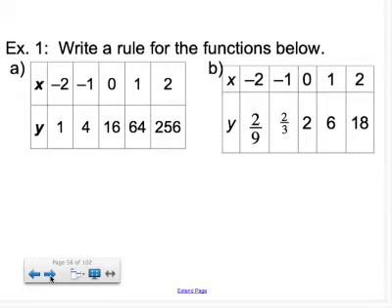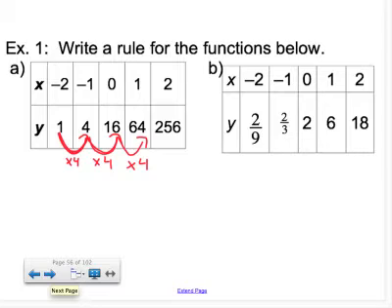Example 1 part A says write a rule for the functions below. I know it's an exponential function because when I look at each y, if this was linear, I'd say, okay, add 3, and then it should be add 3 again. It's not. So the relationship between your y's is multiply by 4. Multiply by 4, multiply by 4. This number, what you're multiplying by, tells you what your b is. So here, b is 4.